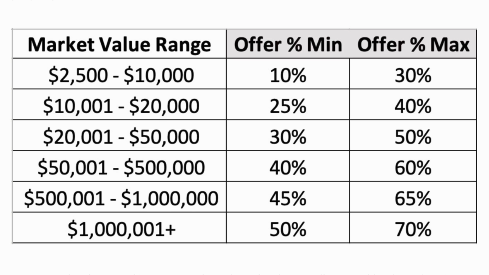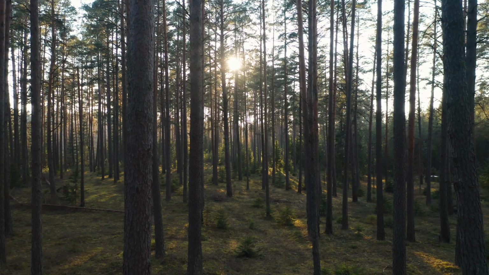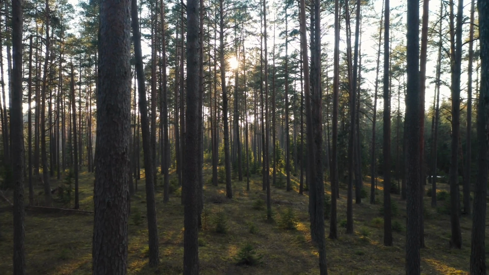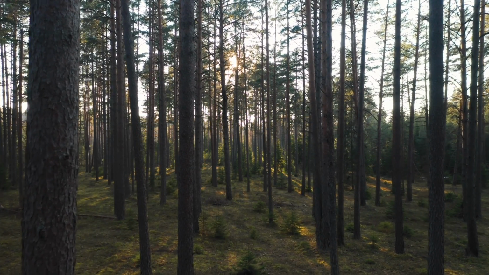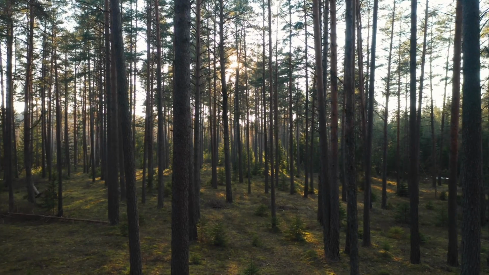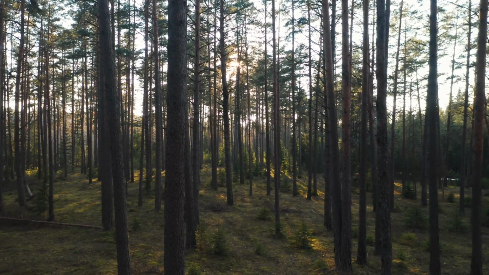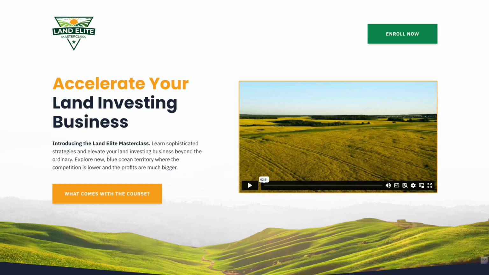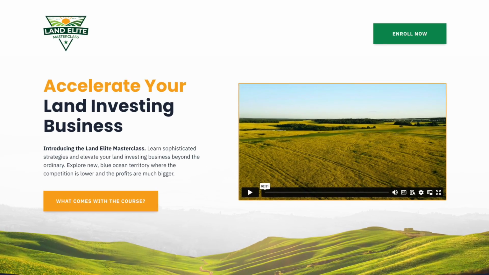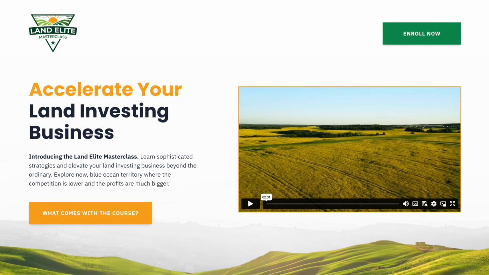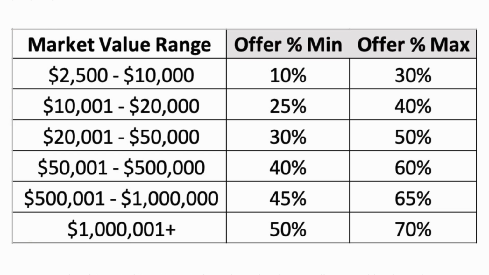So this chart is working with the assumption that you are not doing anything to the property. You're just flipping it, you're buying it as is and selling it as is. So if you are planning to do any kinds of improvements, just know there's a different set of rules that apply to that. And that's something we talk more about in the Land Elite Masterclass, because that's kind of above and beyond the scope of just what a normal land flipper does. It's a very, very different business model than what we're talking about here.